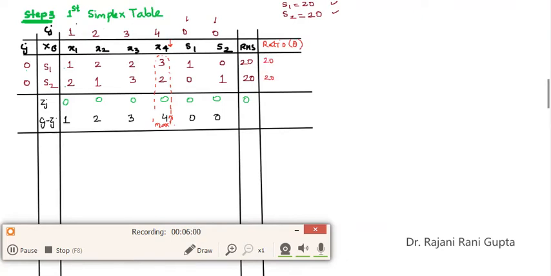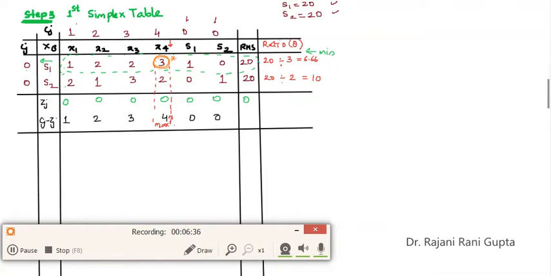20 divided by the number here, 3, and here divided by 2. 20 divided by 2 gives you 10. Here you will get 6.66. From here we select the minimum. So it means variable s1 will be leaving, and this is the key row, and 3 is the pivot number.